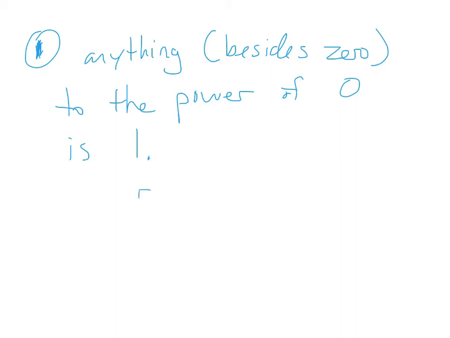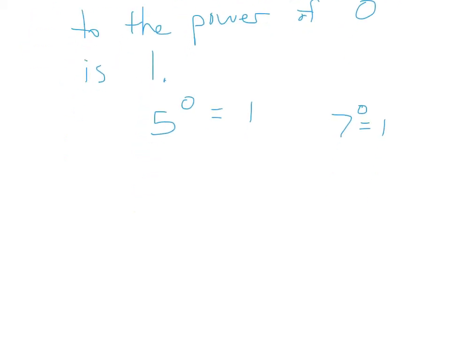For example, 5 to the 0 power actually equals 1. 7 to the 0 power equals, you guessed it, 1. If you take negative 8 to the 0 power, you know what that equals? 1. Okay. Now, the one thing is, if you take 0 to the 0 power, do that in your calculator real quick and see what happens. So pause the video, try that, see what you get.